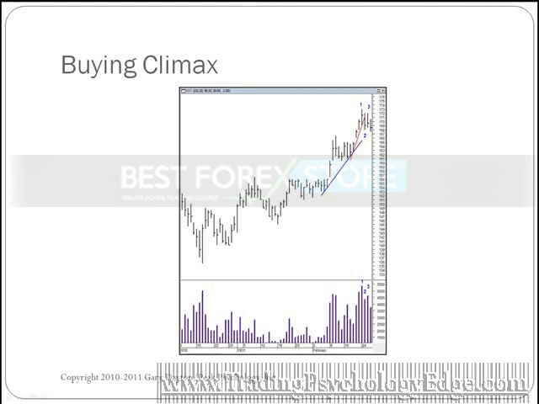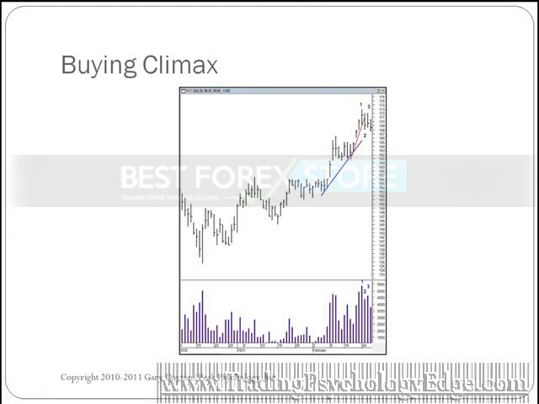And so what I'm going to do is take parts of Wyckoff's case study section by section and talk about it, just as I did in part one. And then we'll look at how those principles continue to apply today in more current charts. So we'll start with a buying climax.